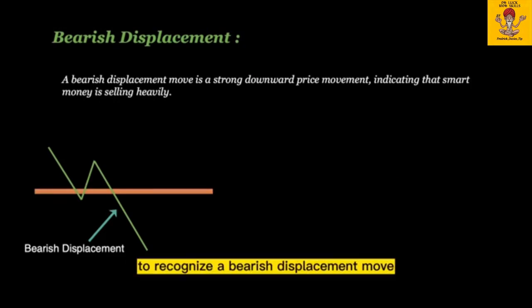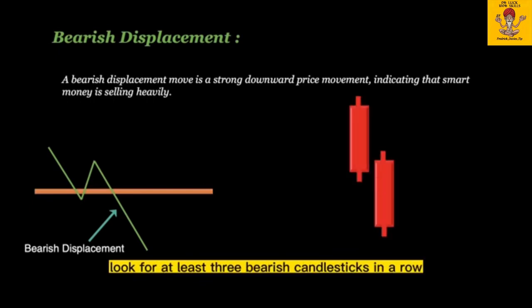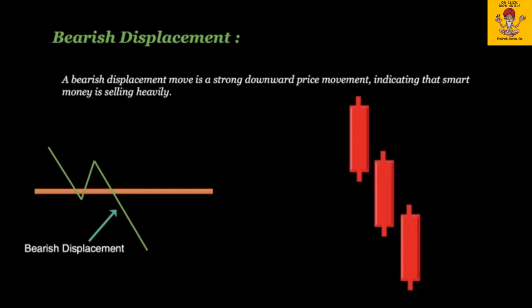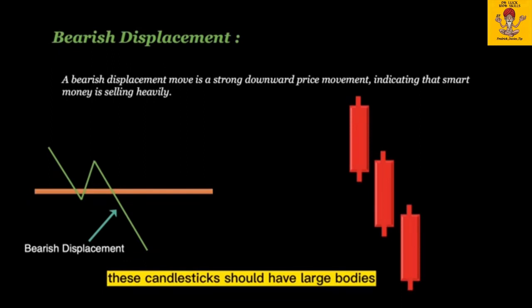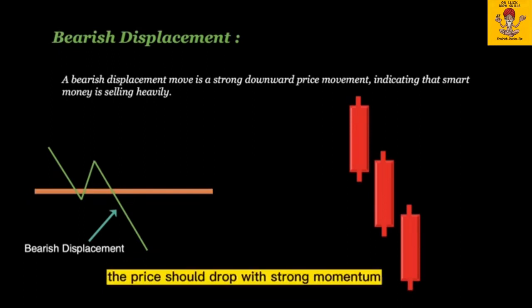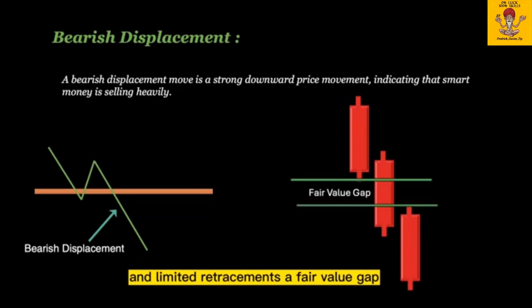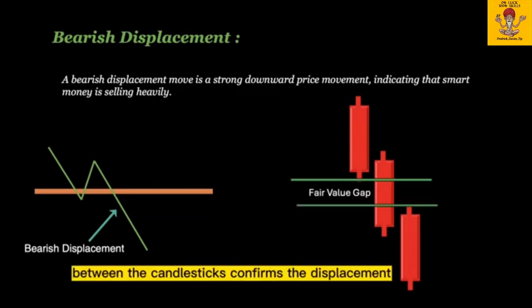To recognize a bearish displacement move, look for at least 3 bearish candlesticks in a row. These candlesticks should have large bodies and little to no wicks. The price should drop with strong momentum and limited retracements. A fair value gap, or FVG, between the candlesticks confirms the displacement.